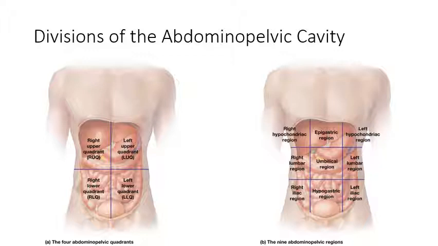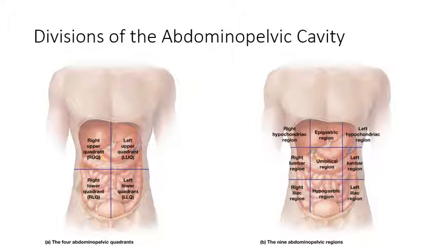So to help solve that problem, we've divided the abdominal pelvic cavity into different regions. If you can localize where the pain is to a specific region, then you can look at what organs are in that region and hopefully get an idea of what organ might be having a problem.